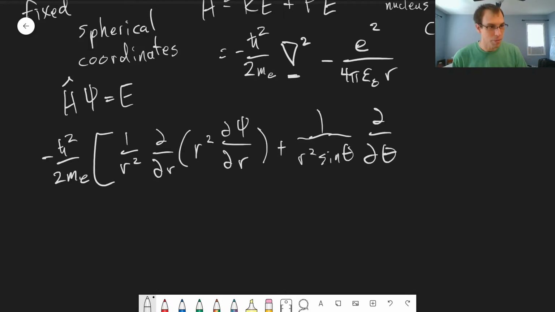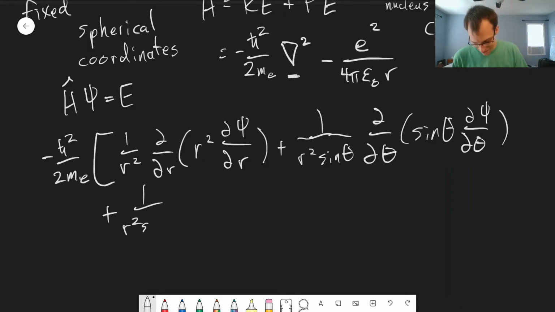Derivative with respect to theta, sine theta. And as you can see, I'm looking at my notes. I do not have this memorized, and you don't need to worry about memorizing it either. So d psi d theta plus, we're not done yet, 1 over r squared sine theta, second derivative of the wave function with respect to phi.